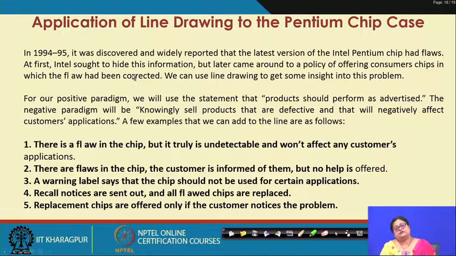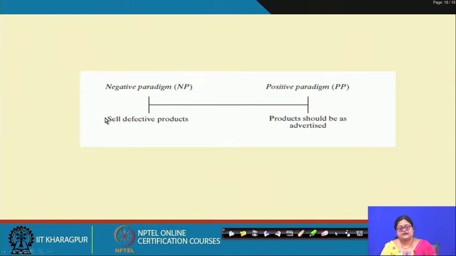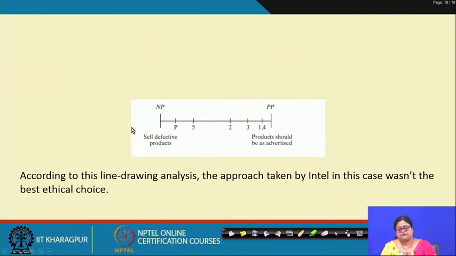Who were these consumers? How do we know that more consumers in times to come will not be suffering this? Or all the chips should be recalled back. So, these will be the actions that need to be justified. And what we see over here is Intel may not have qualified to this fully positive thing where the product should be functioning as it is advertised.